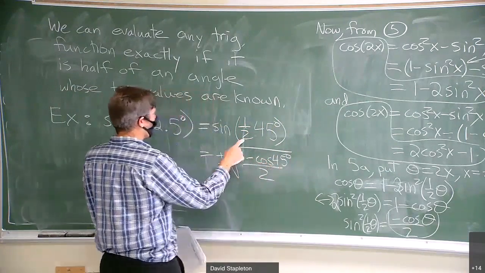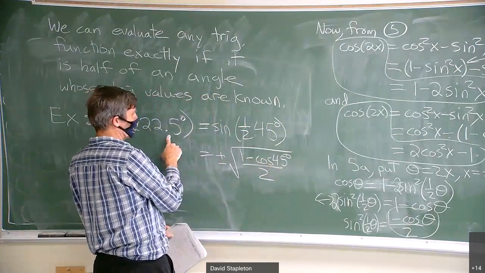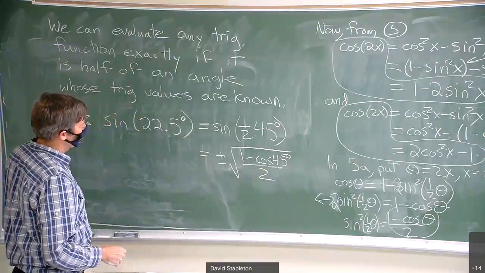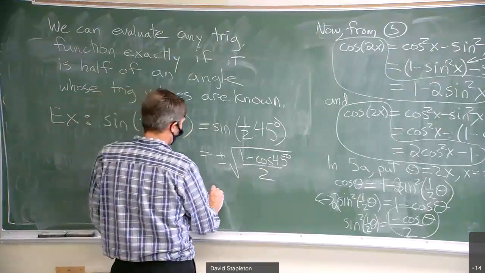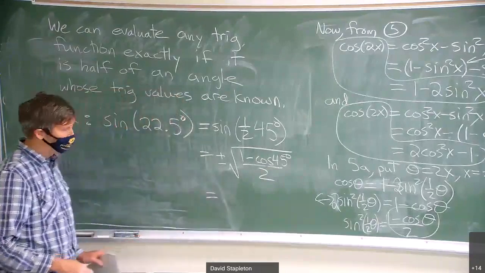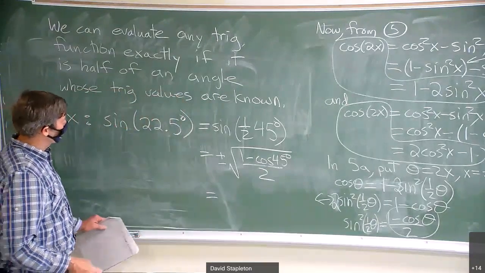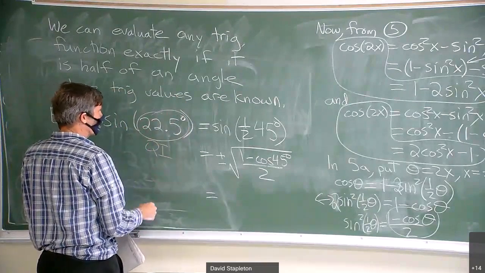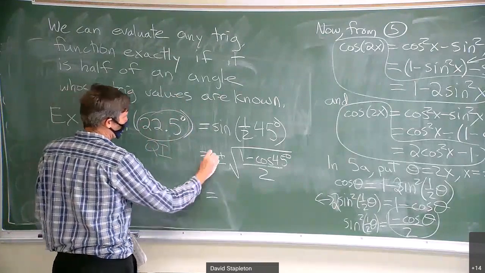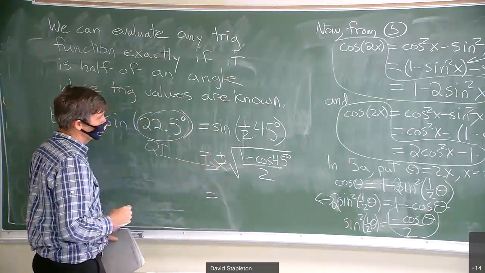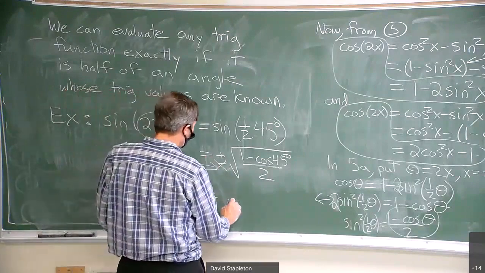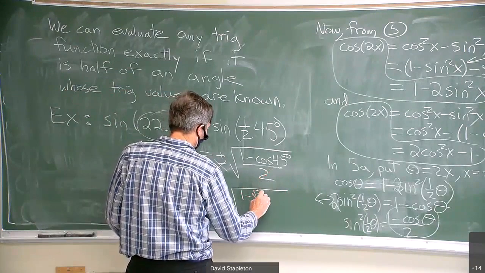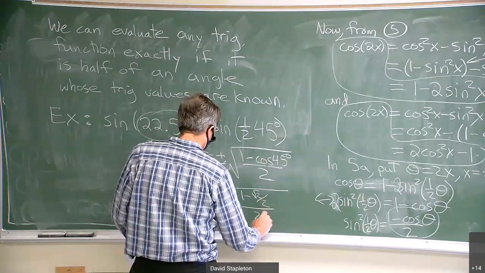And what you observe is, in order to evaluate the sine of 22.5 degrees, I only need to know the cosine of 45 degrees, a special angle. This value I know, right? Is it plus or minus? You go back to the original quadrant and say, this is in quadrant 1, so I'm expecting a positive answer for any trig function. Well, it's plus. I have the square root of 1 minus, remember cosine of 45 degrees is square root 2 over 2, all over 2. There it is, an exact answer.